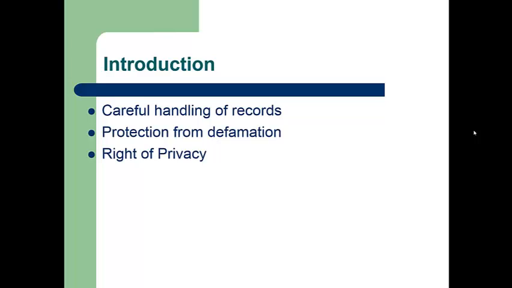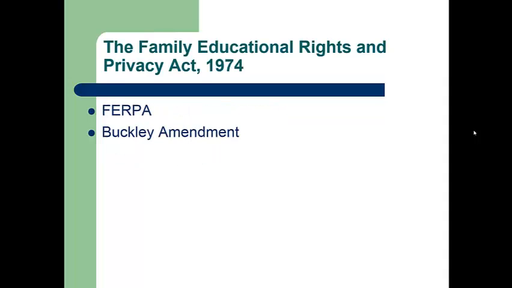These are the three areas where we'll see the law protects students in the courts. The main thing that we're dealing with here is called the Family Educational Rights and Privacy Act, or FERPA, which was passed in 1974. It is also known as the Buckley Amendment. Basically, this is the law that says what schools can release to the public or make known to the public regarding students' records.